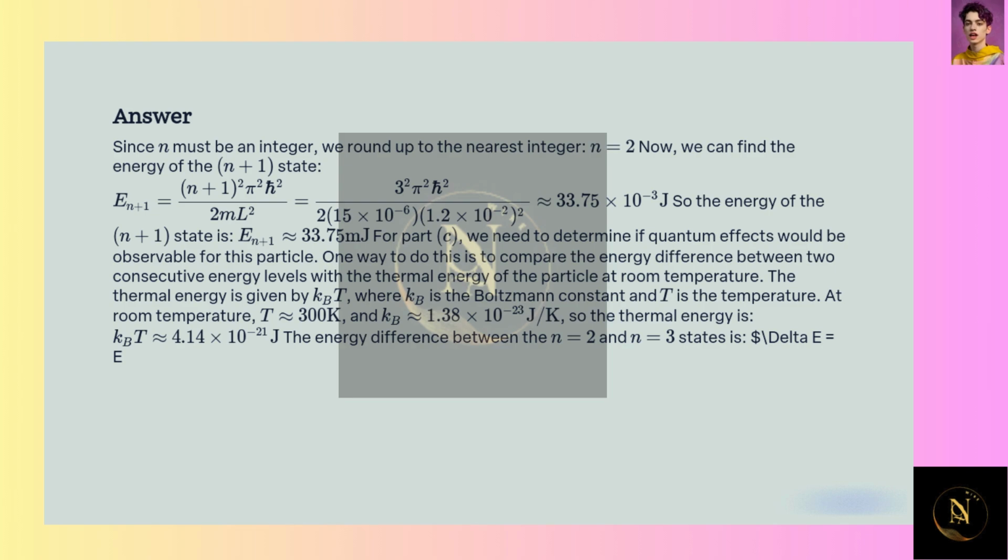For part C, we need to determine if quantum effects would be observable for this particle. One way to do this is to compare the energy difference between two consecutive energy levels to the thermal energy of the particle at room temperature. The thermal energy is given by k_B T, where k_B is the Boltzmann constant and T is the temperature. At room temperature, T is 300 K and k_B is 1.38 times 10^-23 J/K, so the thermal energy is k_B T, about 4.13 times 10^-21 J.